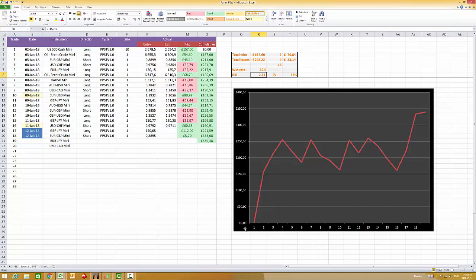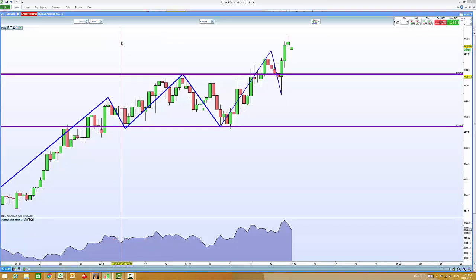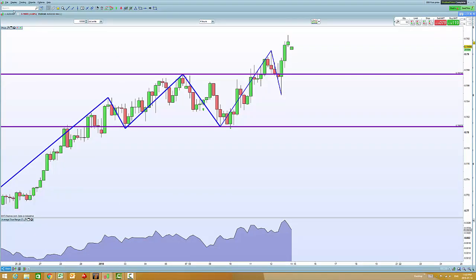This is what the equity curve looks like. We had a good opening session and it sort of chopped along, and we've just broken to the upside again over here. Just looking at some of the trades since our last update, we had that Euro USD trade open, so let's pull that one up. Sorry, this is the Aussie USD, so let's put up that Euro USD one.